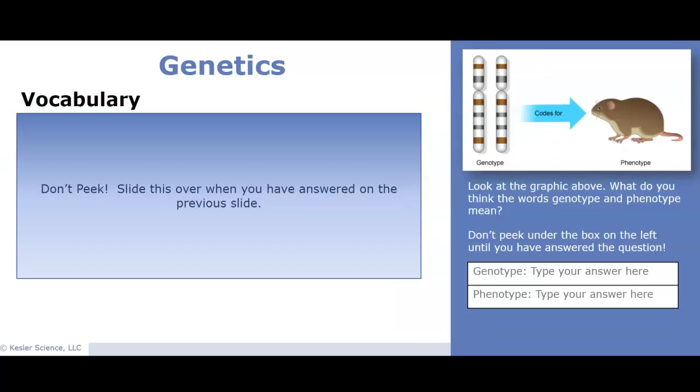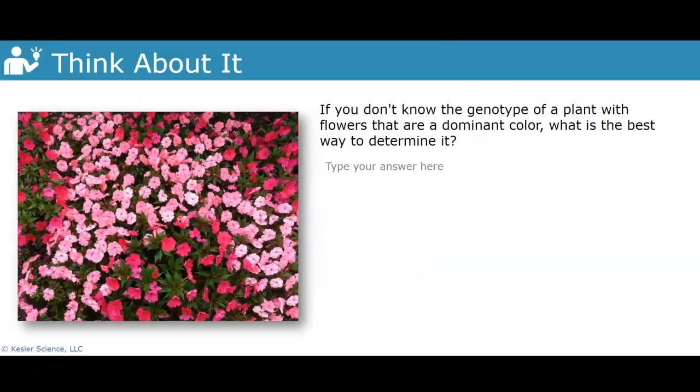Okay, so for vocabulary, don't peek; after you answer the questions, you can look. You are going to tell what genotype is and phenotype. Think about it. If you didn't know the genotype of a plant with flowers that are a dominant color, which is the best way to determine it? If you take a look at the flowers here, look at what color you're seeing more of and how they are grouped.